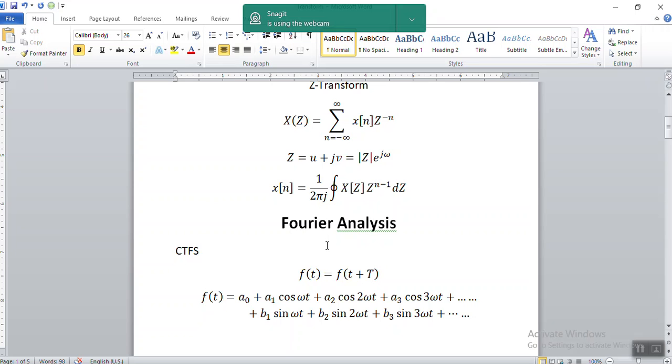Number one, the function must be single valued everywhere. That means whatever the periodic function is, it must have a well defined mathematical definition over one time period. The second condition is that over one time period the signal must have a finite number of discontinuities. Number three, over one time period the signal must have a finite number of maxima and minima. And number four, the signal must have a finite DC average value.